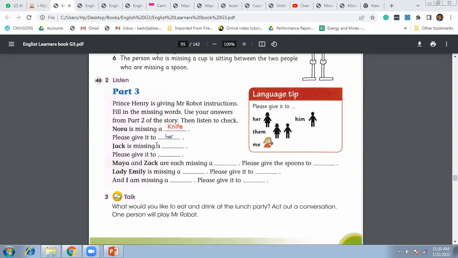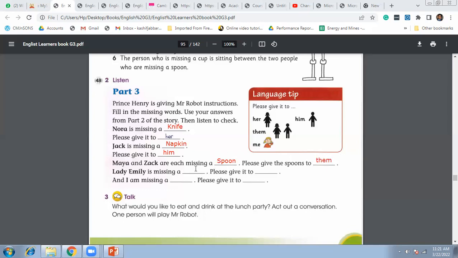Jack is missing a napkin. Give it to him because Jack is a boy, right? Then Maya and Zach are missing spoons, both of them, and there are more than one person, so we'll use them while we are writing about them, right?